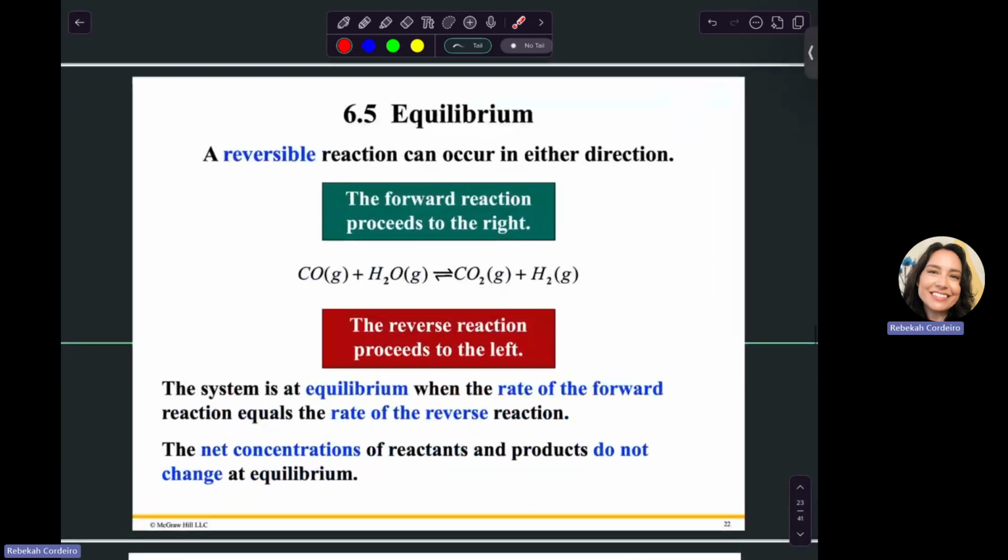All right, this is for Chemistry 1151. We're going to finish out Chapter 6 with Section 6.5 and 6.6. So in this last section, we're going to talk about equilibrium.